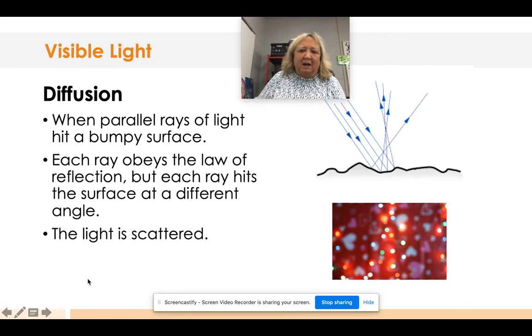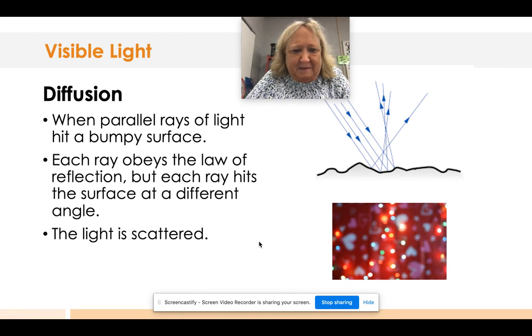All right. The second thing that can happen to visible light is what is called diffusion. And that's when they hit a bumpy surface. If you see over here, so like a mountain or ground or whatever, each ray obeys the law of reflection, meaning it bounces off. These arrows pointing down mean then it would point back up. Okay, but it hits at a different angle, so the light is scattered or spread out. So that is diffusion.